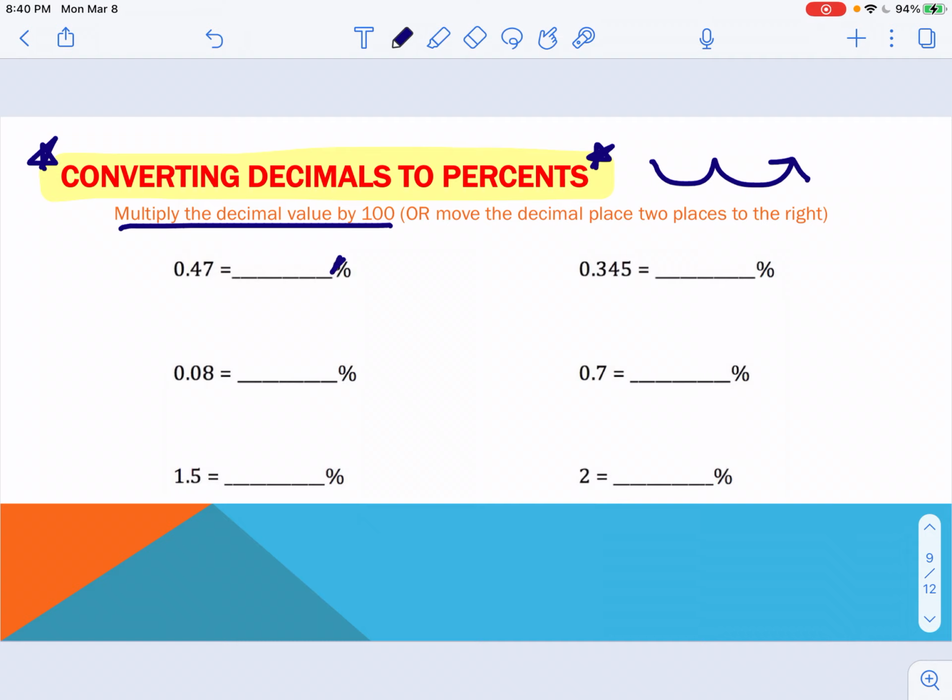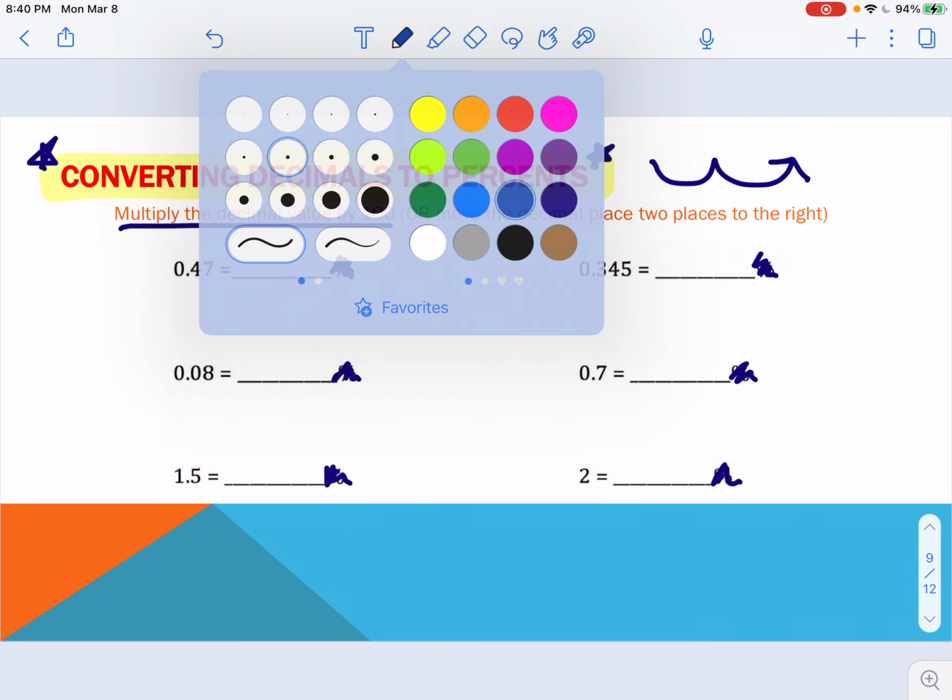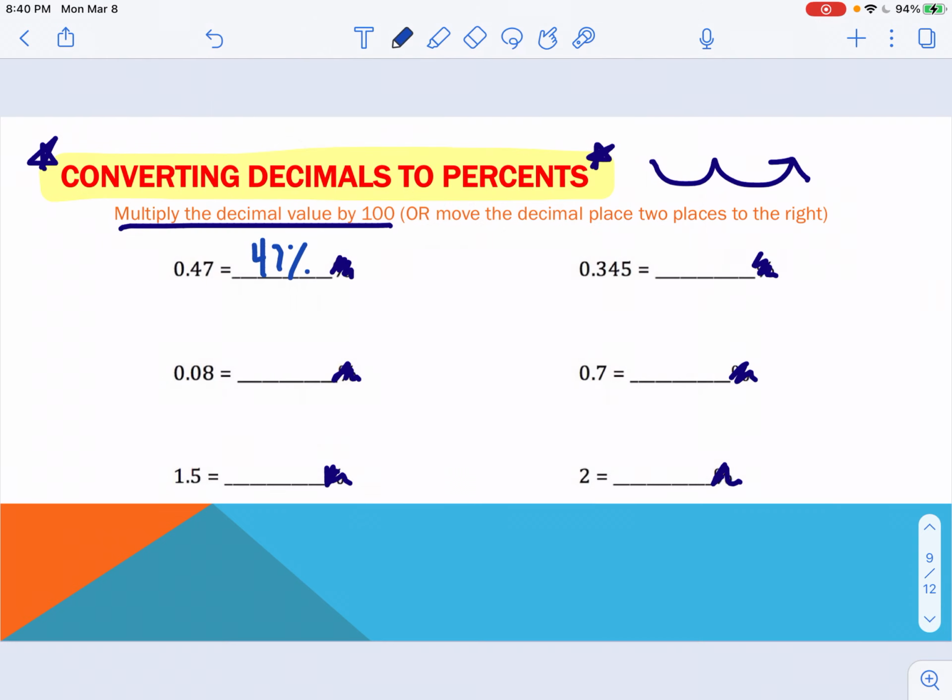So I wish these weren't here. We're going to actually write in the percent signs. So 0.47 is 47%. I move the decimal 2 places to the right and I get my percent. All right, go ahead and try each of these examples out. Go ahead and pause the video and turn each of these decimals to a percent by moving the decimal value 2 places to the right.